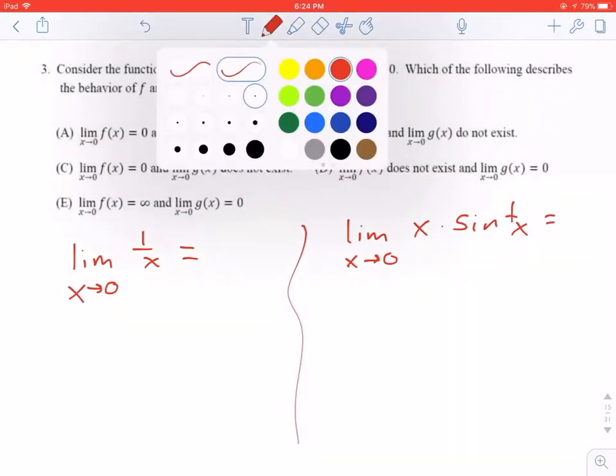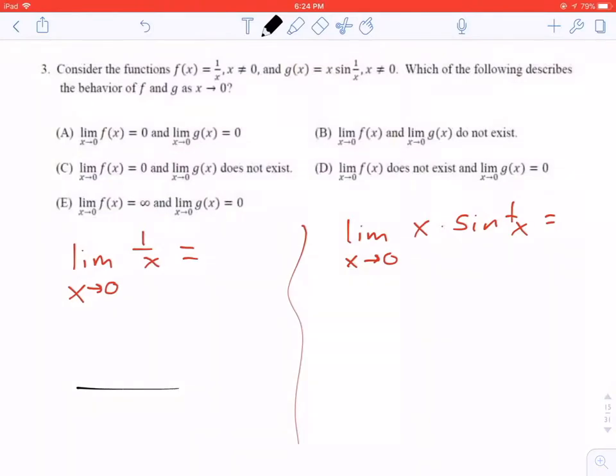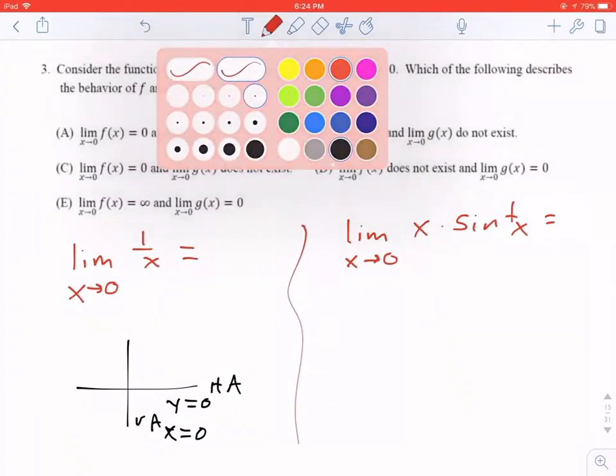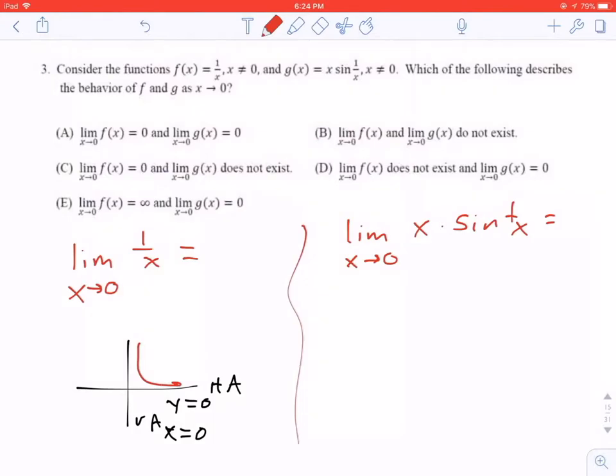First one's pretty simple, if you remember the parent graph. This has a horizontal asymptote at y equals 0, vertical asymptote at x equals 0. The curve looks like this. Well, if we approach 0 from the left, it's going to negative infinity. If we approach from the right, it's going to positive infinity. Those are different answers. The limit does not exist.